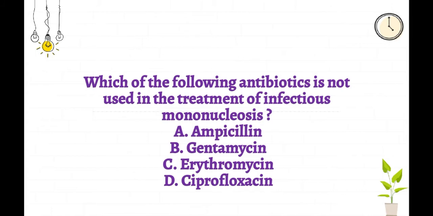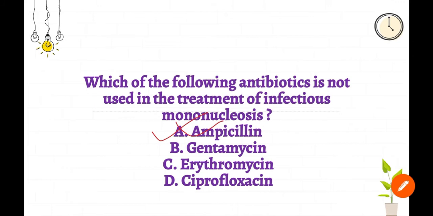Next question. Which of the following antibiotics is not used in the treatment of infectious mononucleosis? This is a very important question. Option A, ampicillin. Option B, gentamicin. Option C, erythromycin. Option D, ciprofloxacin. Answer is ampicillin. You have to understand that antibiotic is not the treatment of infectious mononucleosis. So the formation of this question is wrong.